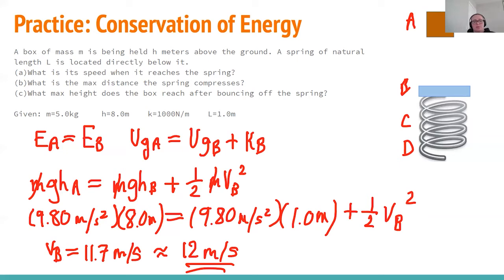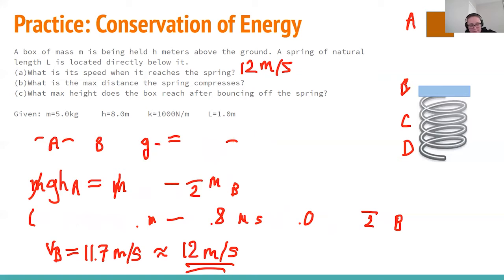So all we did was choose an initial point, choose a final point, identify the energy present at those points, write down our equation, break it down, plug in the values we were given, and solve. So those are the general steps that we can follow for all conservation of energy problems. So the answer for part A is going to be 12 meters per second. I'm going to clear this so we can work on the next part.